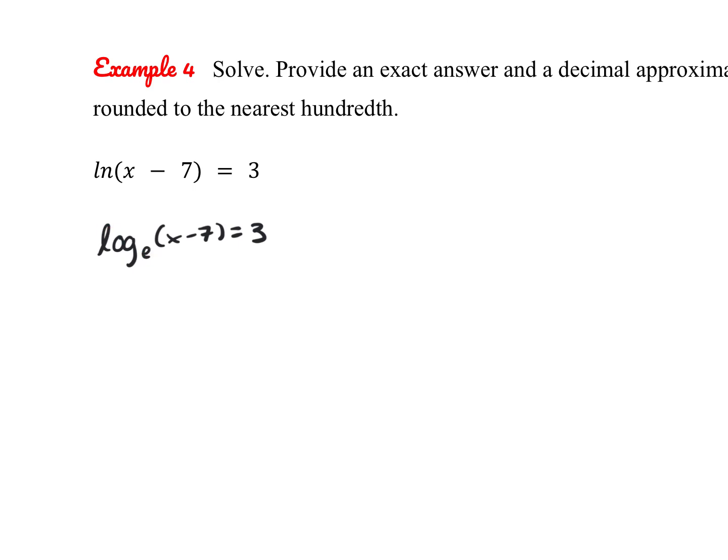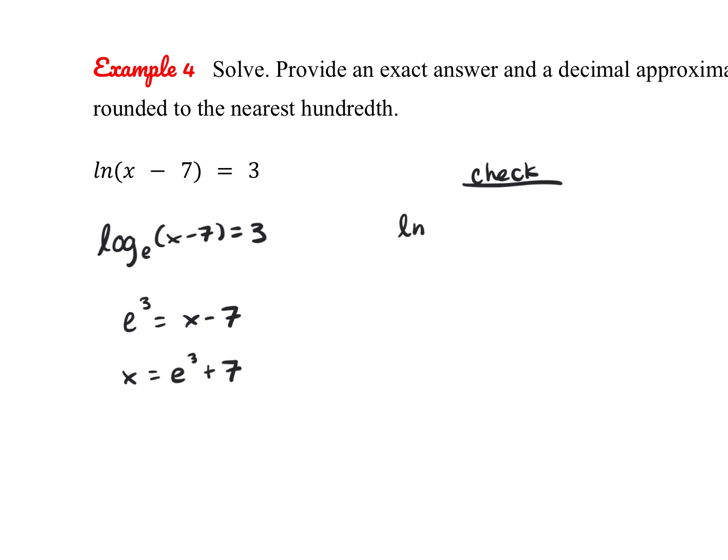So we have e to the power of 3 equals x minus 7. And then we can finish solving for x by adding 7 to both sides. Now I know this is going to look a little strange, but e to the power of 3 plus 7 will be our answer, and it would be the exact answer. Okay, before I get the decimal approximation for that, let's check our answer. Really, we just want to make sure we don't have a negative inside our logarithm.